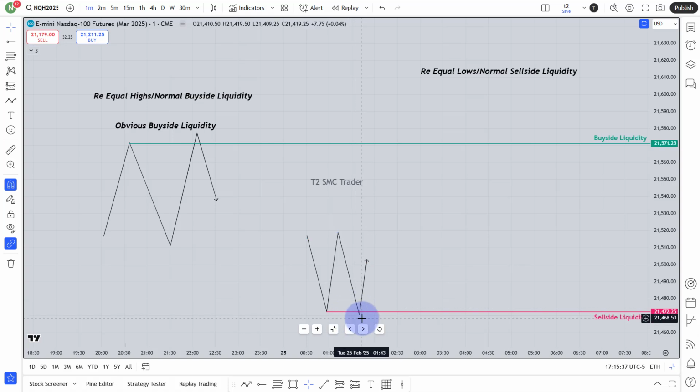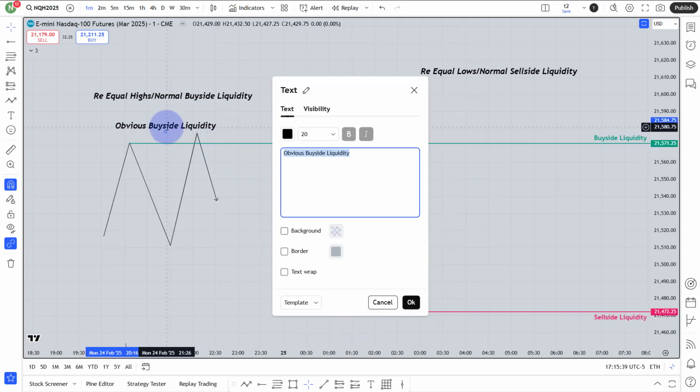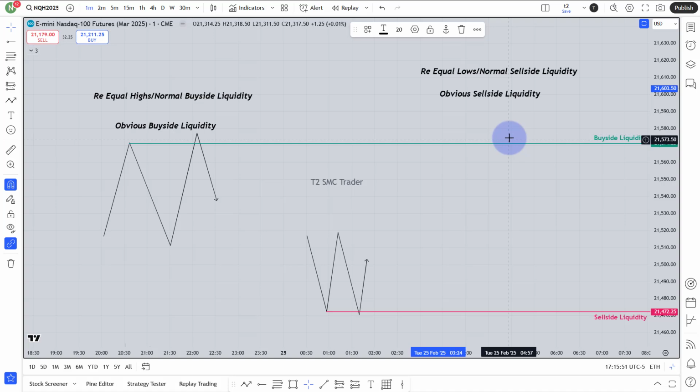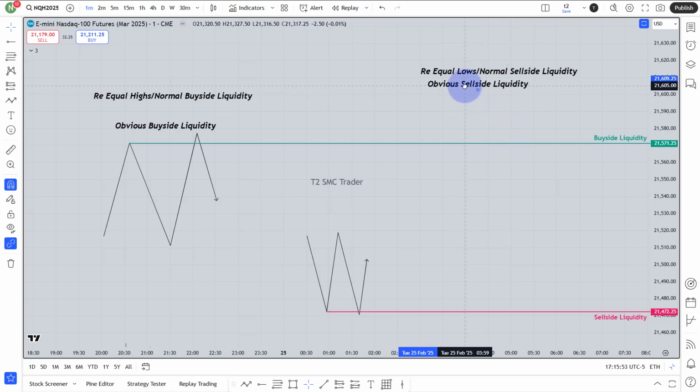In this type of situation, I will call them the obvious sell side liquidity. So that's going to be the obvious sell side liquidity. Let me mark it. I'm going to give both of these examples over here, and then I'll go to the chart to give you the example. It will be absolutely clear to you. So that is called obvious sell side liquidity.